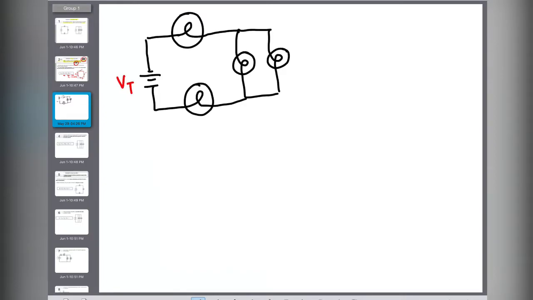Voltage at the battery, we use VT. Don't forget to label your battery. I'm going to call the voltage at bulb 1 V1. This is voltage 2, this is voltage 3, and this is voltage 4. Following the loop idea, I'm actually going to make up numbers so you can see where the math goes.